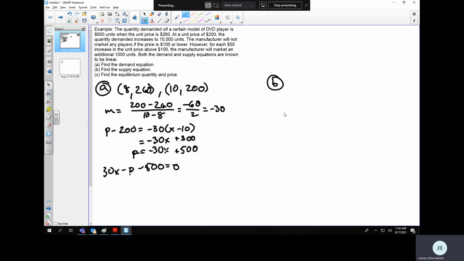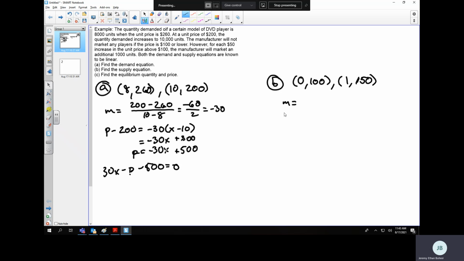So now we'll look at our supply equation. Again, we have 2 points. We have the point (0, 100), because if the price is $100 or less, the manufacturer will not make any DVD players. We also have the point (1, 150), because if we increase the price to $150, they will make 1,000 DVD players.